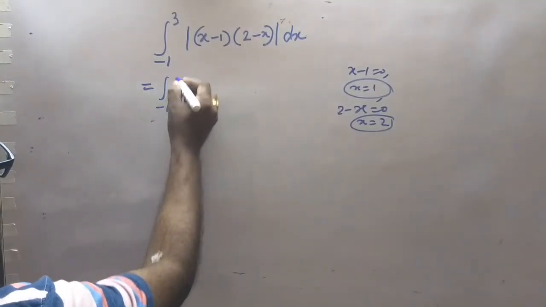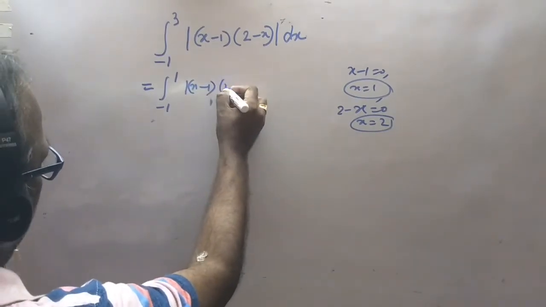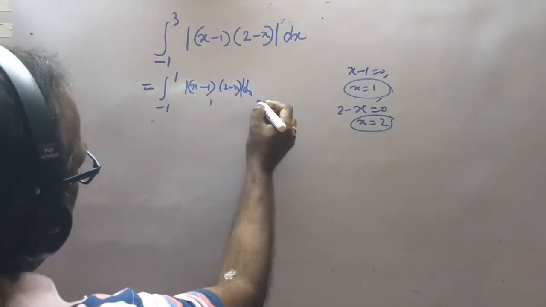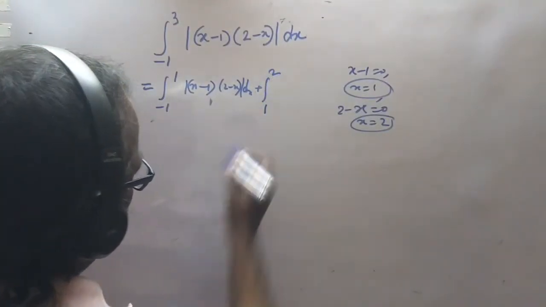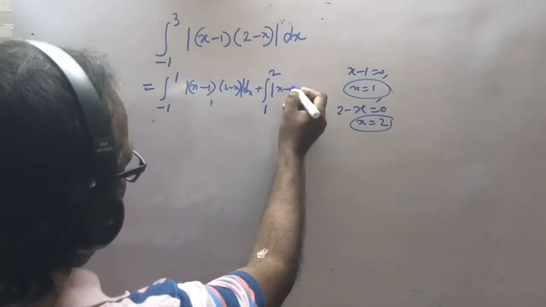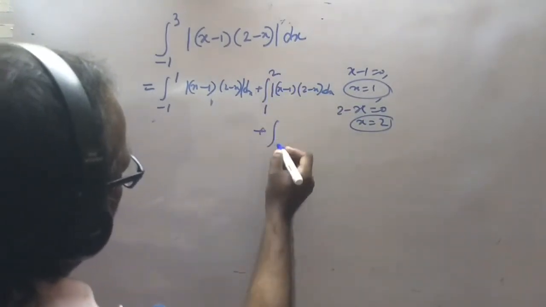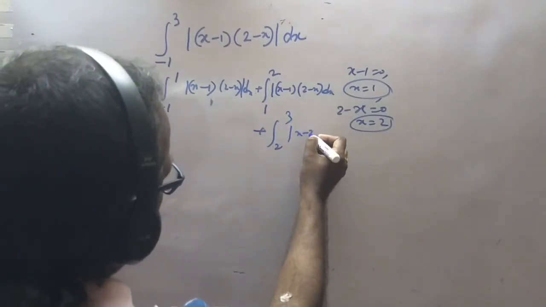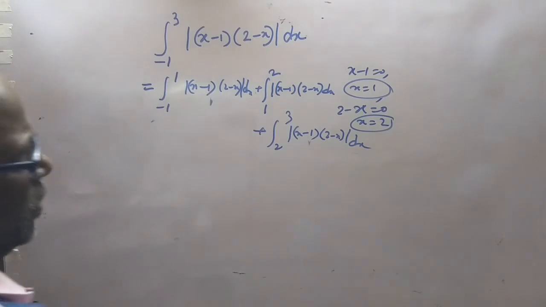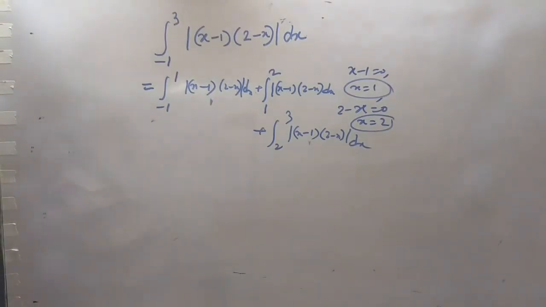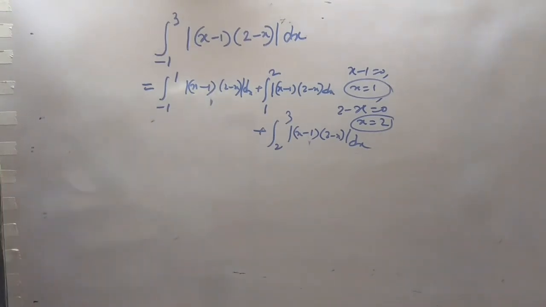Okay, so minus 1 to 1 of mod of x minus 1 and 2 minus x dx. Okay, then again 1 to 2, mod of x minus 1, 2 minus x dx. Again from 2 to 3, mod of x minus 1, 2 minus x dx. Put it like this. Okay, and we take the sign of this easily.